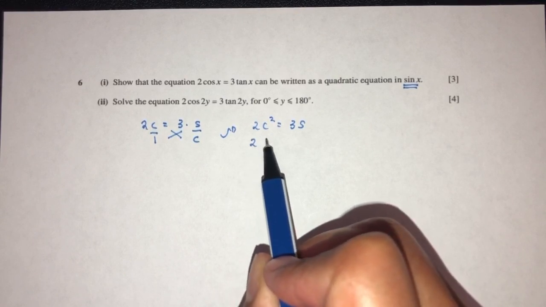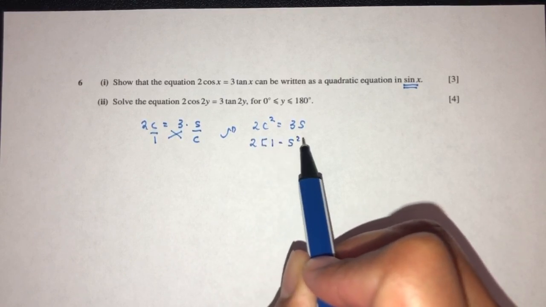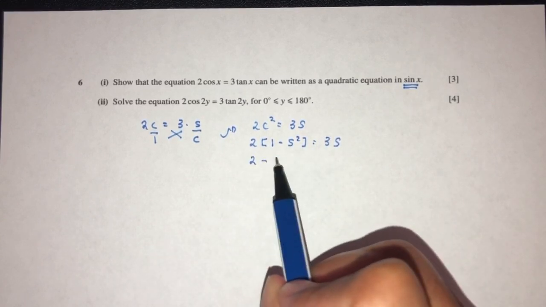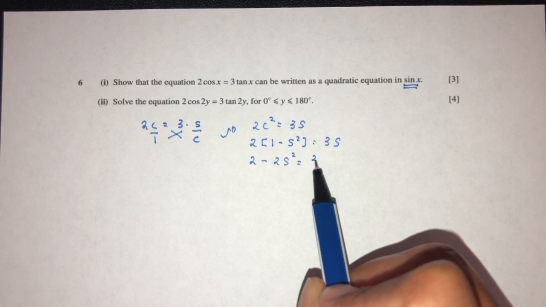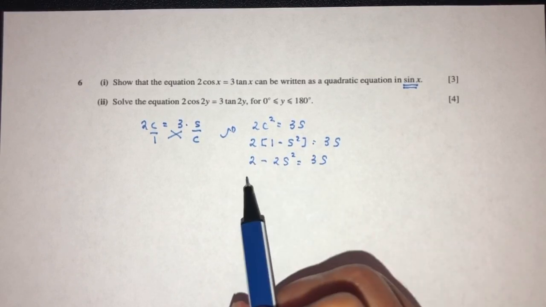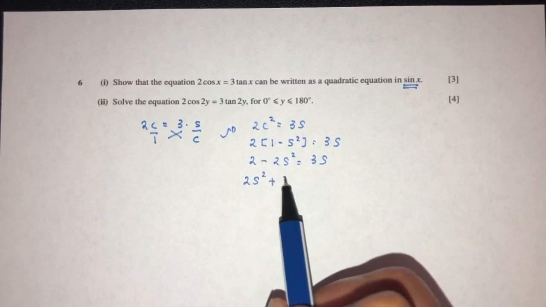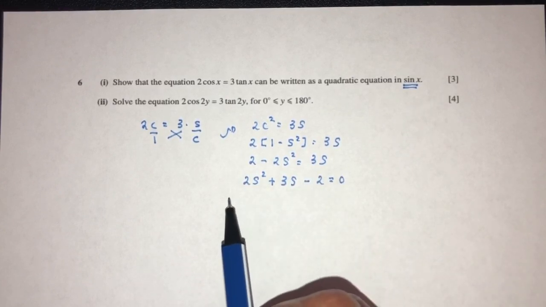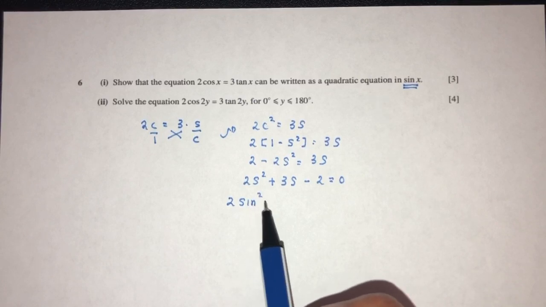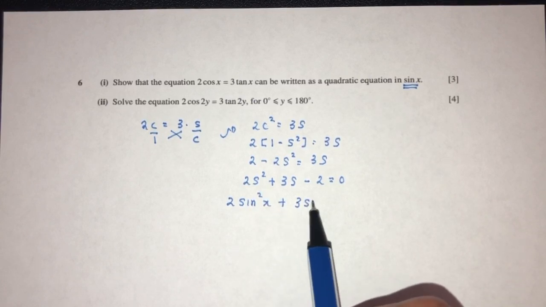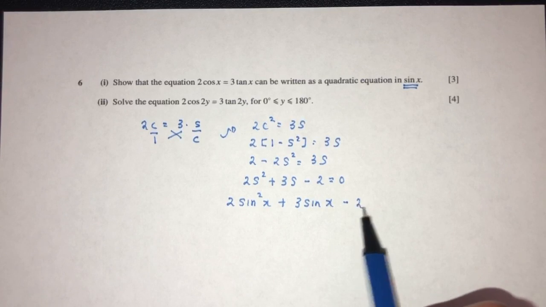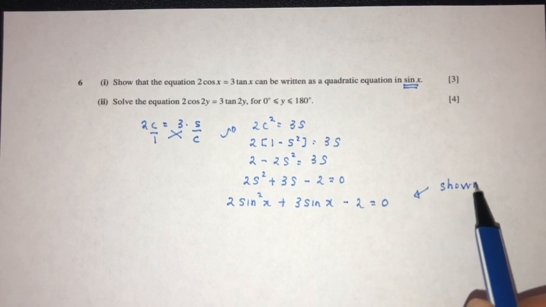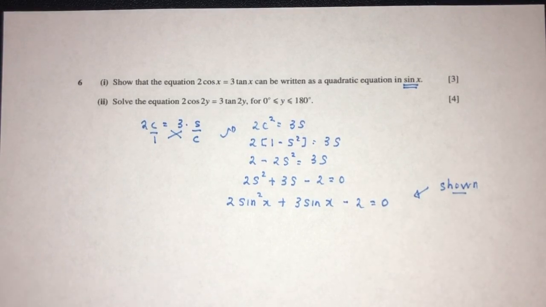But now we know what cos square is. Cos square is 1 minus sine square. That should be 3 sine. Now we can expand. That will be 2 minus 2 sine square is equal to 3 sine. Now send everything to one side. You will have 2 sine square plus 3 sine minus 2 equal to 0. So let's rewrite this. That will be 2 sine square x plus 3 sine x minus 2 equal to 0. This is shown as required. It is a quadratic equation in terms of sine x.